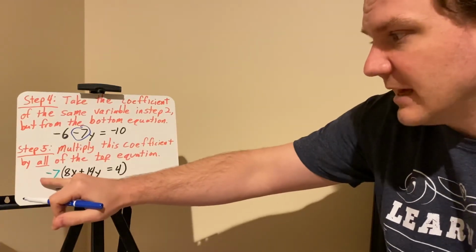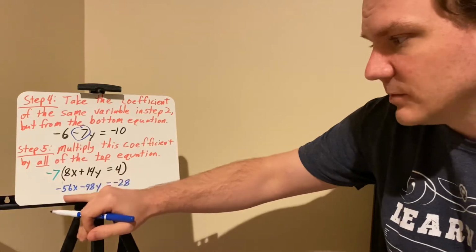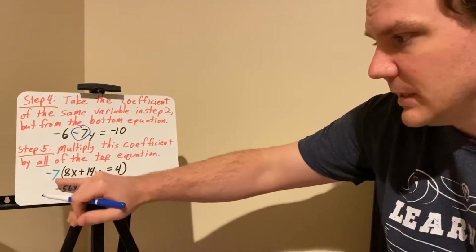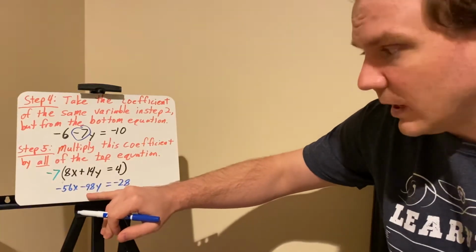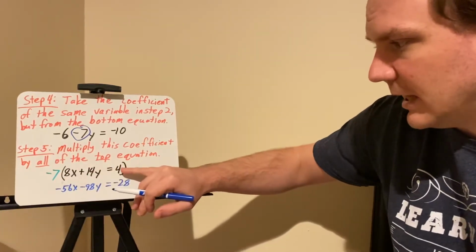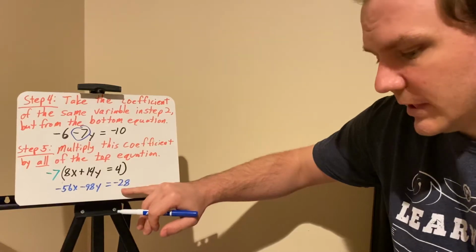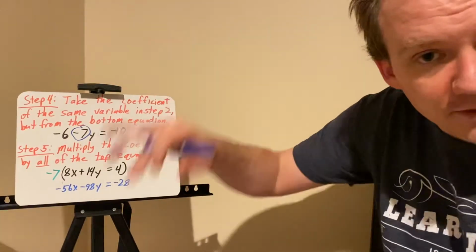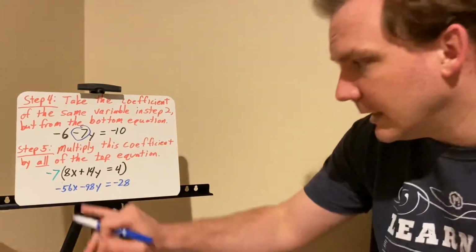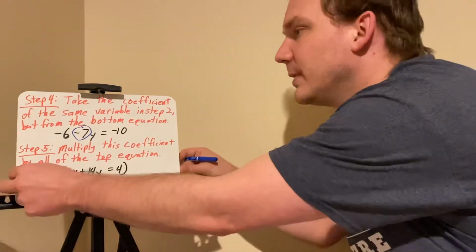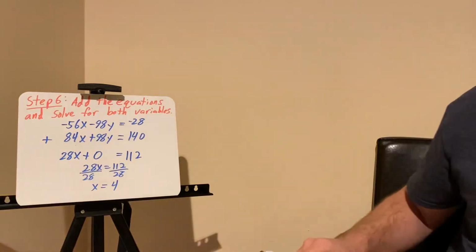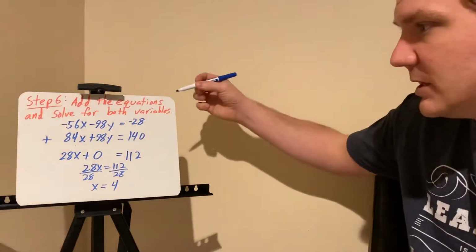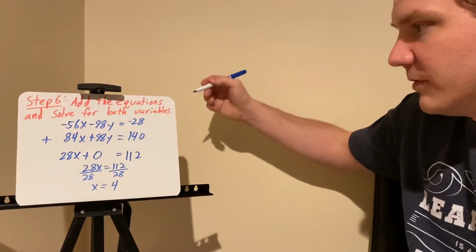So I do negative 7 times 8x, which gives me negative 56x. Negative 7 times 14y, which gives me negative 98y. And negative 7 times 4, which gives me negative 28. Now, if you think back to that previous equation, it was a 98y, and now I have a negative 98y. So my y values are going to end up canceling out, and that's where I get to step 6, where you add the equations and solve for both variables.